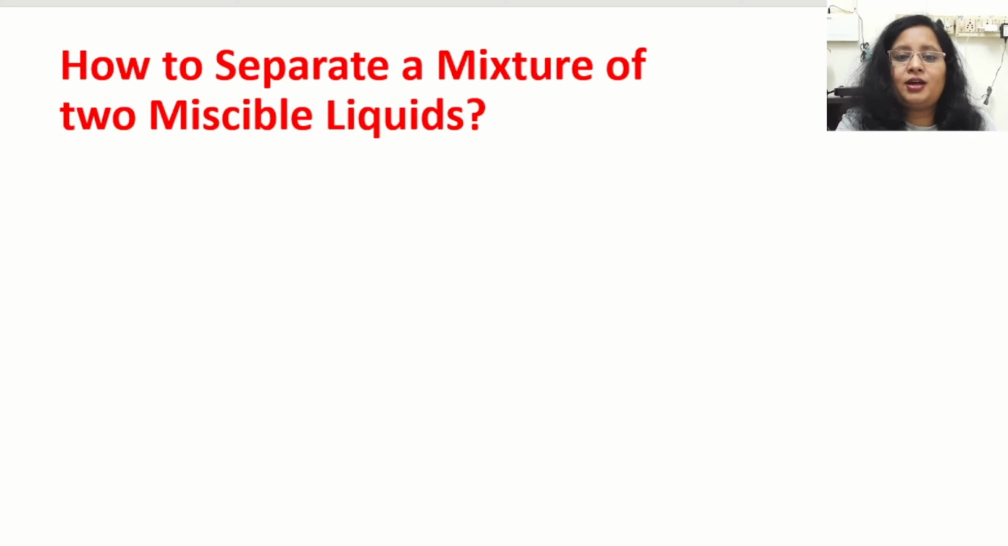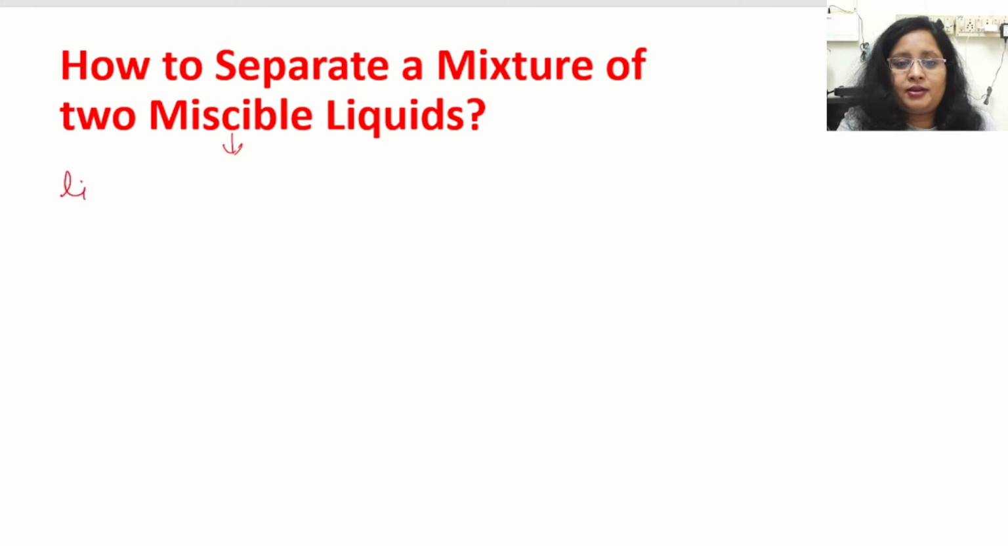Now let's come to the miscible liquids. If we have a mixture of miscible liquids, how could we separate them? So what are miscible liquids? Liquids which are mixed properly are called miscible liquids.